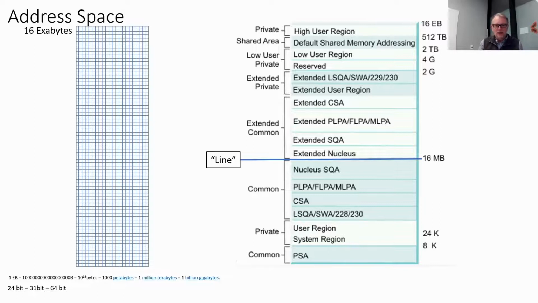Now, the reason I'm bringing this up is because the current address spaces are still configured the same way with this code below that line. And the reason that they do that is so that people who wrote programs that used 24-bit addressing will still work on a modern 64-bit mainframe because of the way IBM architected the address space to allow you to do that.